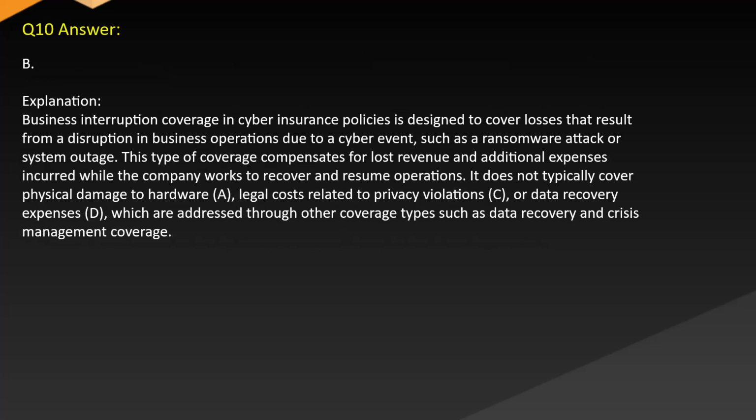Answer: B. Explanation. Business interruption coverage in cyber insurance policies is designed to cover losses that result from a disruption in business operations due to a cyber event, such as a ransomware attack or system outage. This type of coverage compensates for lost revenue and additional expenses incurred while the company works to recover and resume operations. It does not typically cover physical damage to hardware, A, legal costs related to privacy violations, C, or data recovery expenses, D, which are addressed through other coverage types such as data recovery and crisis management coverage.